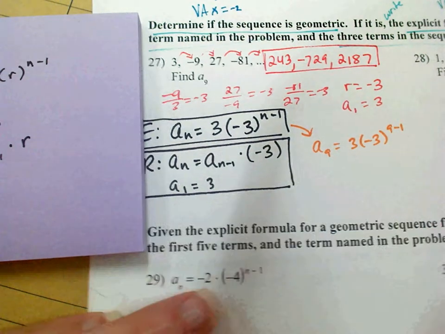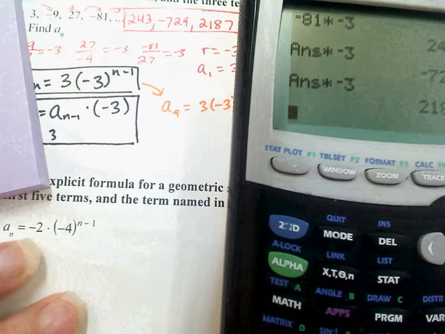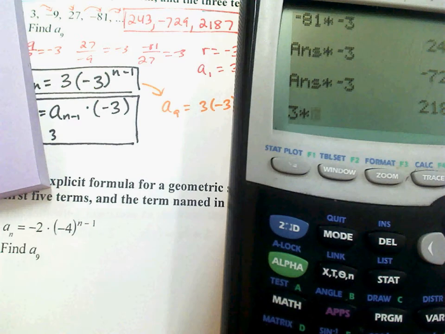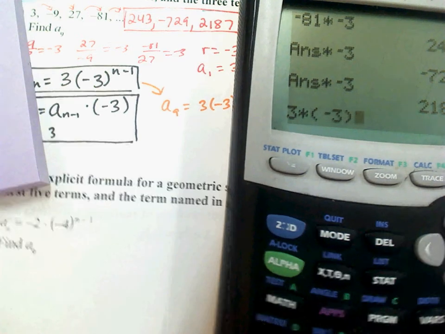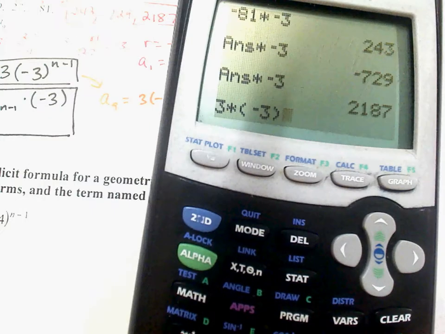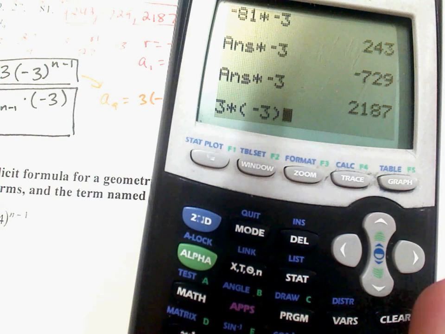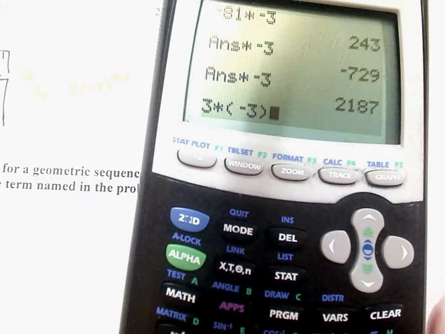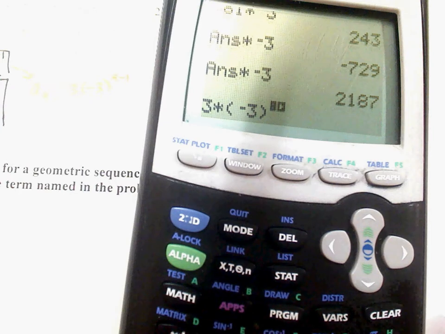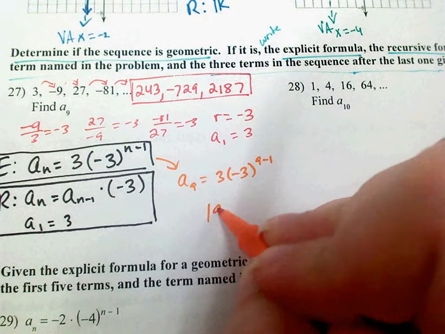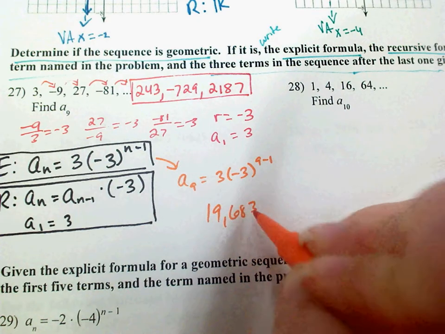So 3 times negative 3. Don't forget, if you're raising a negative number to a power, although if you're raising it to the 8th power, the negative goes away. If you're raising it to an odd power, then it doesn't really matter because it will be negative if you put the parentheses. But I'm raising it to the 8th, and I get 19,683. So that is the 9th term.